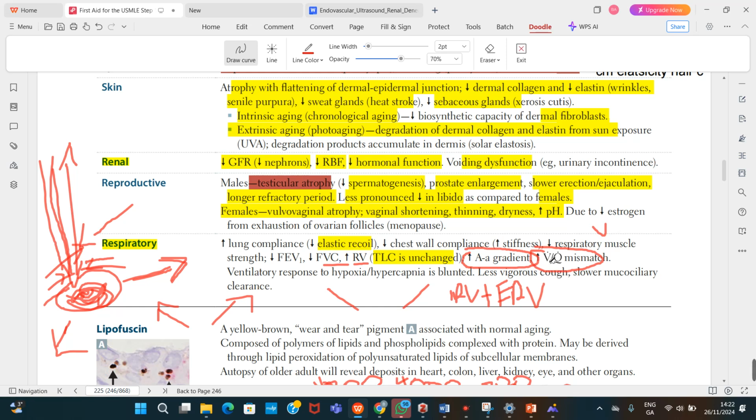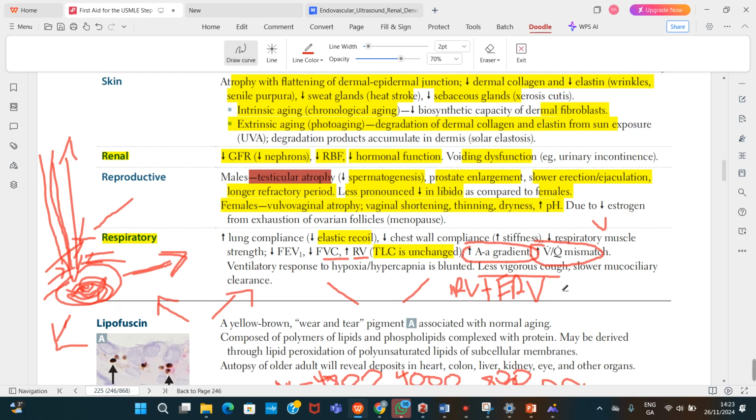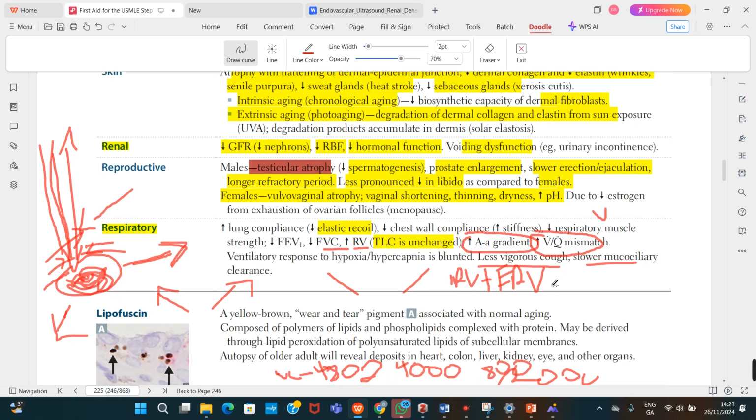Ventilatory response to hypoxia or hypercapnia is blunted. They also exert a less rigorous cough and have slower mucociliary clearance.